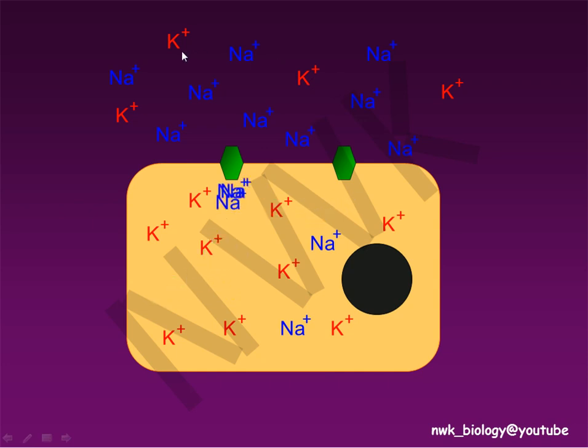So you may notice that 3 sodium ions will be transported out of the cell, at the same time 2 potassium ions will be taken into the cell. The movement of both sodium and potassium ions, even though in different directions, if you look carefully, both of them are moving against the concentration gradient, from low to high concentration.